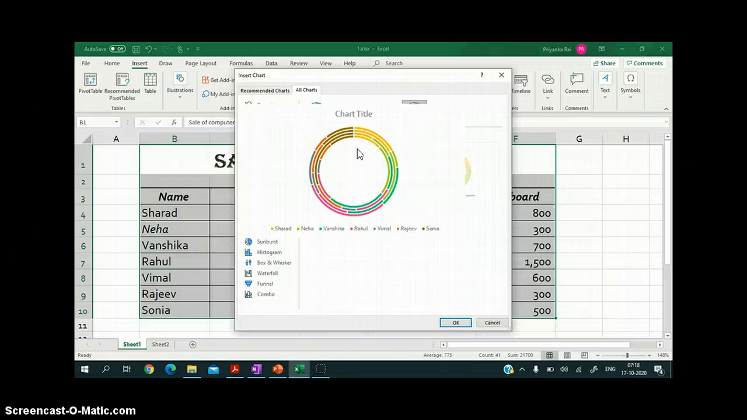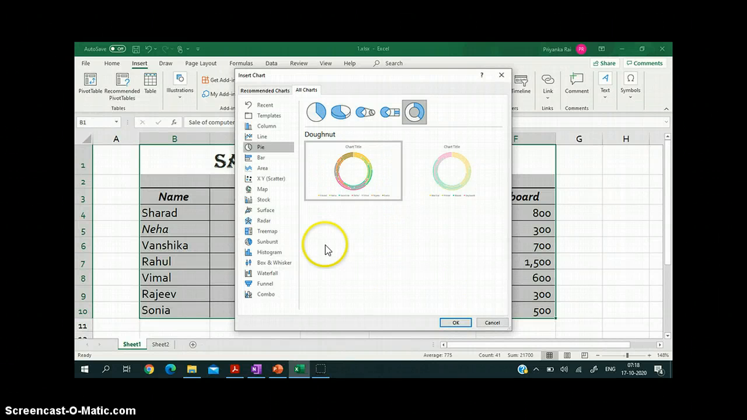Like the relationship of it is also a relationship of parts to a whole. So if I'm comparing the marks of 4 children, I will be able to see who secured more marks in which subject. So for that, this donut chart is used.